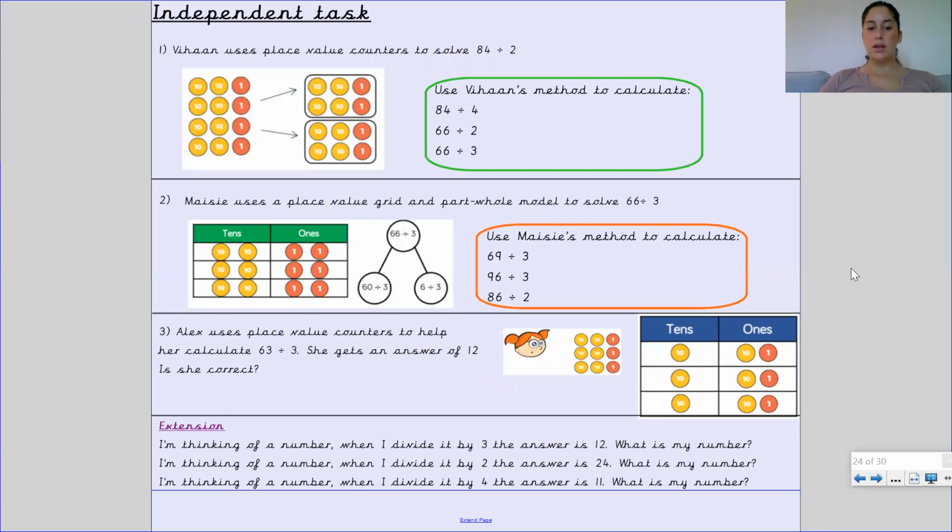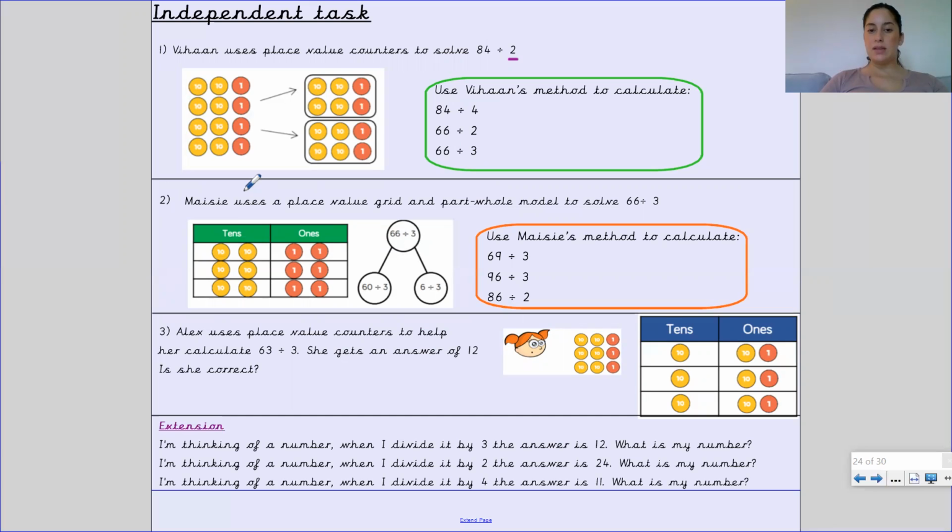Okay, now it's your turn to choose the activity that is best suited for you. So, Vihan uses place value counters to solve 84 divided by 2. And you can see Vihan's method here. He has drawn 2 equal groups because he's dividing by 2. And then he's divided the tens equally into the 2 groups and then the ones. Do this activity if you feel like this activity is best suited for you, and use Vihan's method to complete these calculations.